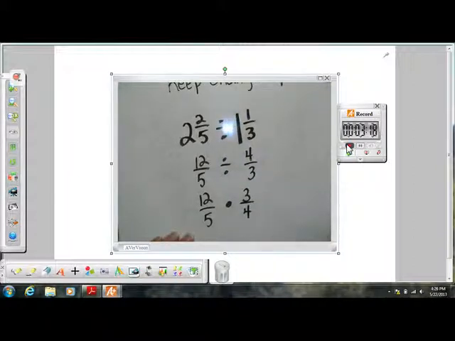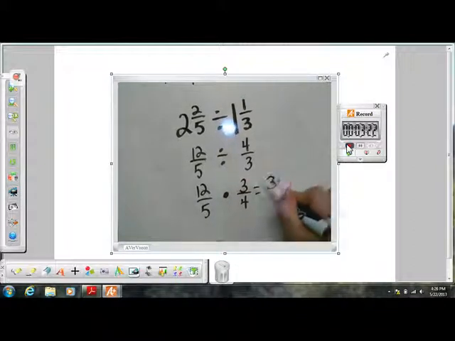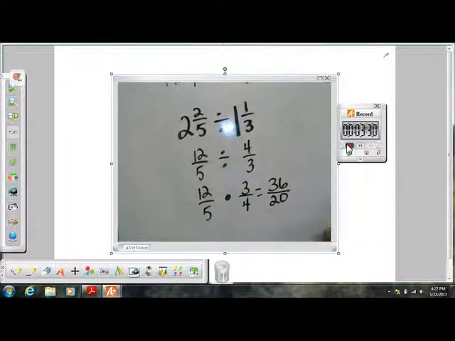So now I'm ready to multiply. 3 times 12 gives me 36, and 5 times 4 is 20. But I've got to reduce. I can reduce a couple of different ways. I can see that, oh, okay, these are both divisible by 4. So if I divide both of these by 4, I end up with 9/5.